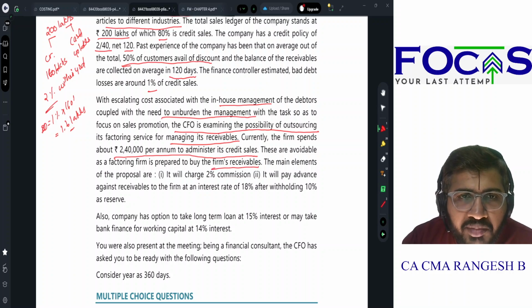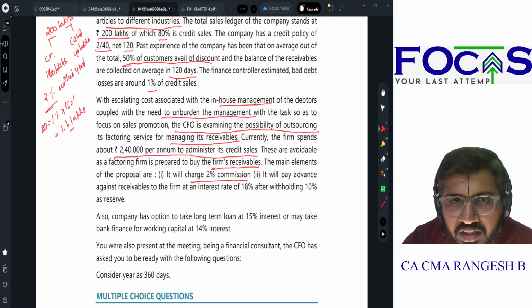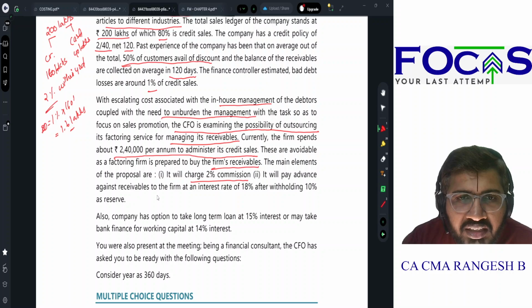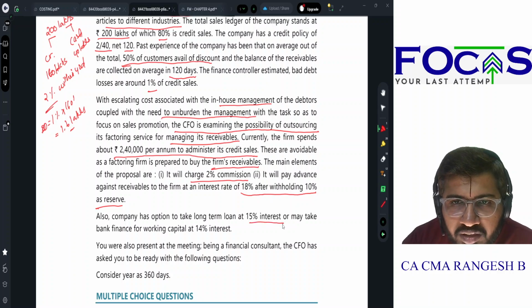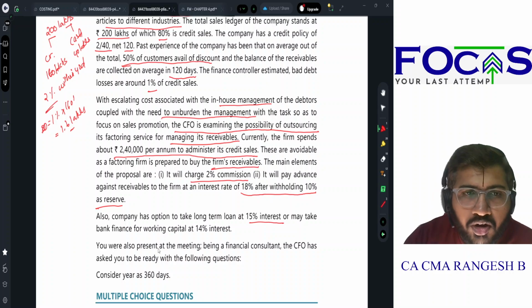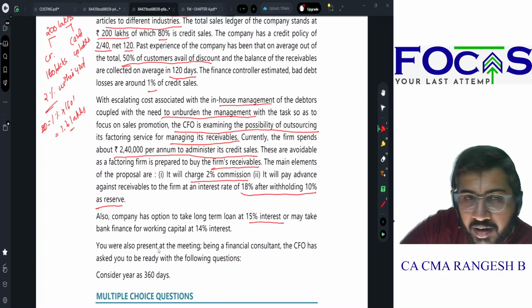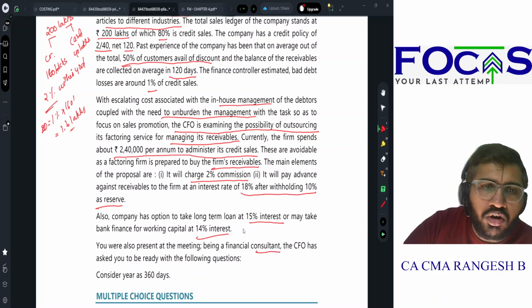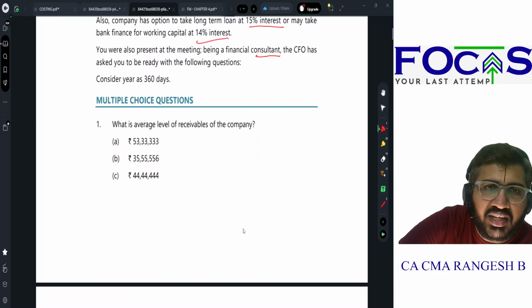The main elements of the proposal are: it will charge 2% commission, it will pay advance against the receivables to the firm at an interest rate of 18% after withholding 10% reserve. Also, the company has option to take long-term loan at 15% interest or may take bank finance for working capital at 14% interest. You were also present at the meeting. Being a financial consultant, the CFO has asked you to be ready with the following questions. Consider the year as 360 days.